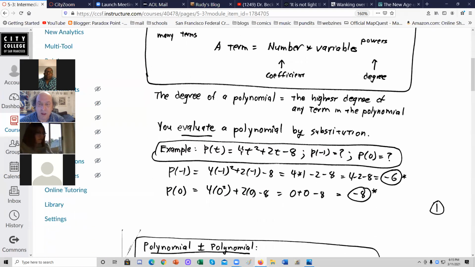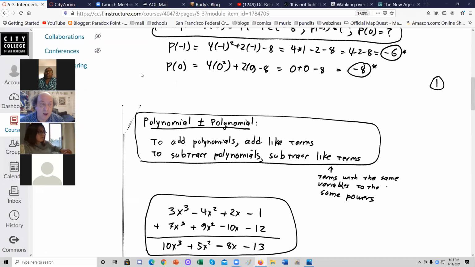Okay, so let's see. First of all, this is 4t squared plus 2t minus 8. It has degree 2. Now, to evaluate at -1, you just plug in a -1 wherever a t is. 4 times -1 squared plus twice -1 minus 8. After a bit of arithmetic, you get -6. P at 0 is 4 times 0 squared plus twice 0 minus 8. You get -8. Generally, the last or constant term is P at 0.